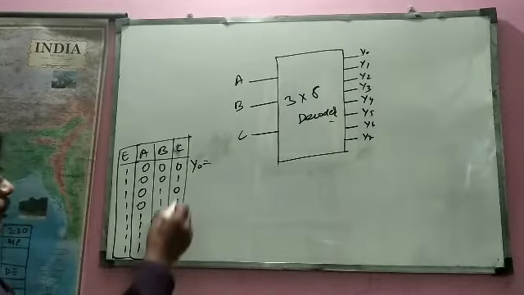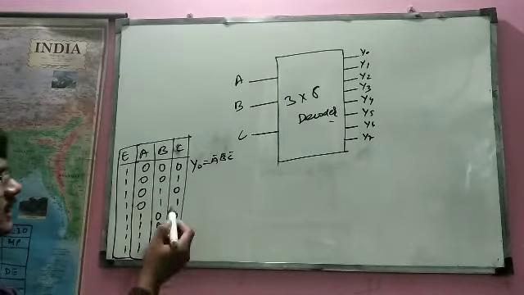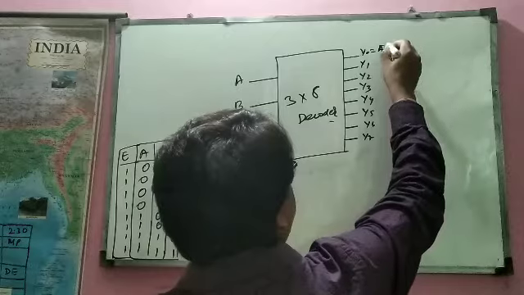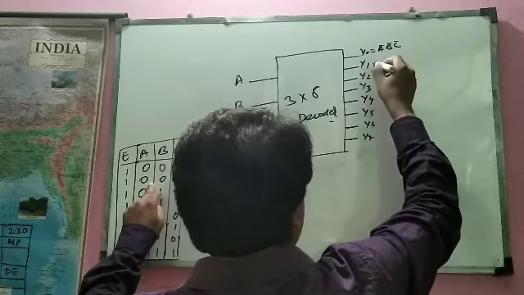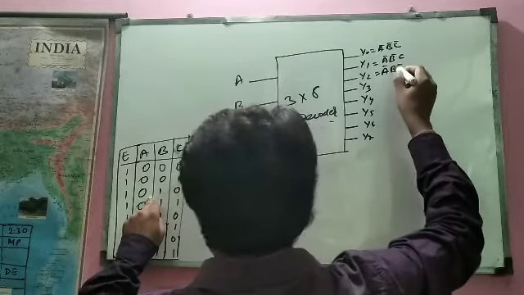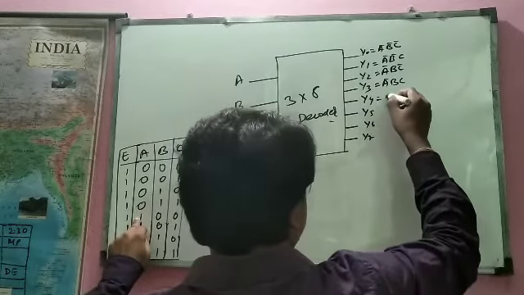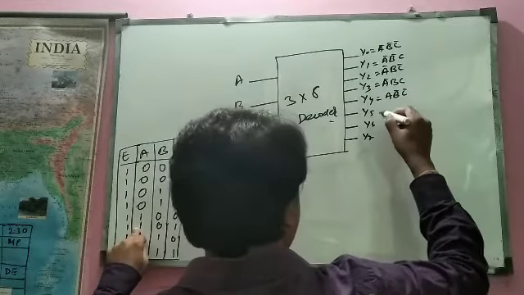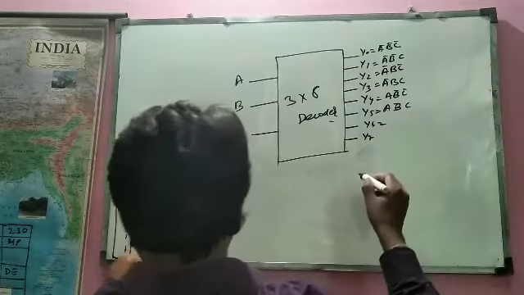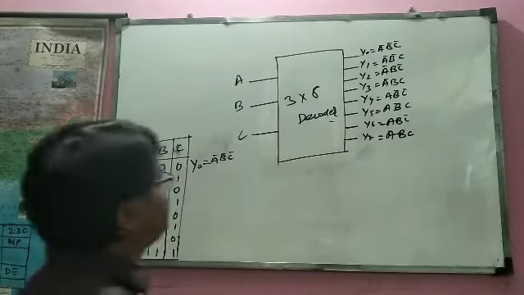So Y0 will be A bar B bar C bar, and likewise Y1 is A bar B bar C, then A bar B C bar, then A bar B C, then A B bar C bar, then A B bar C, then A B C bar, and the last one is A B C. So we can write all these directly.